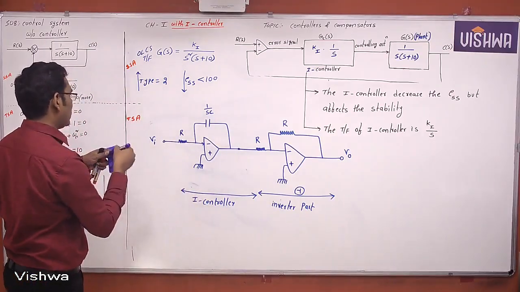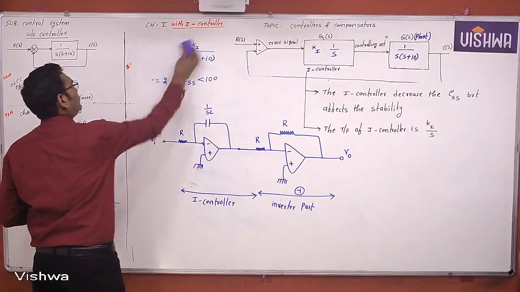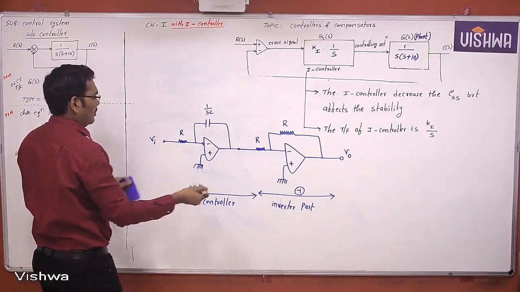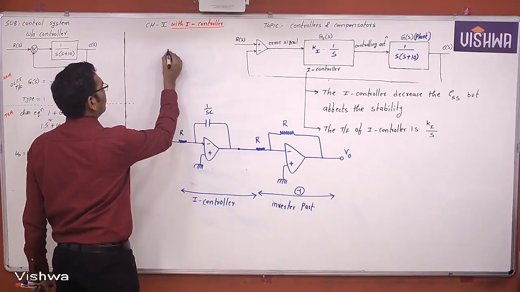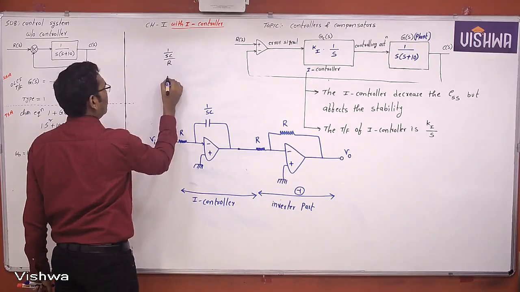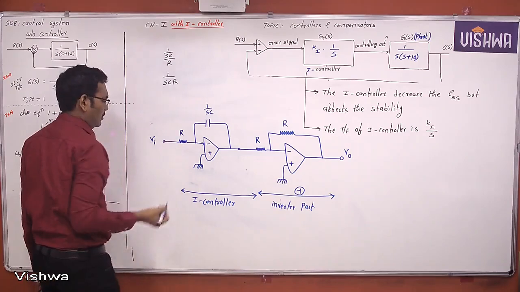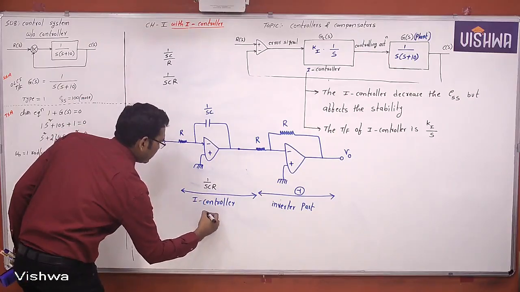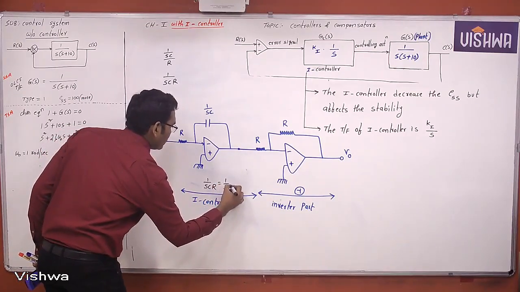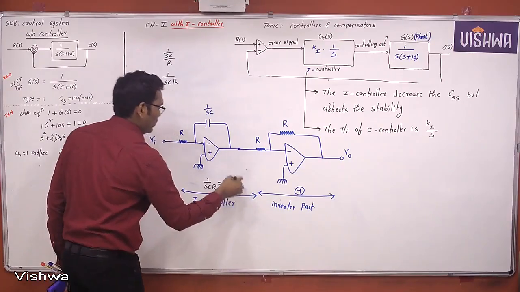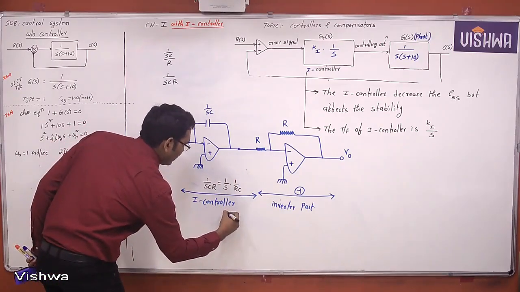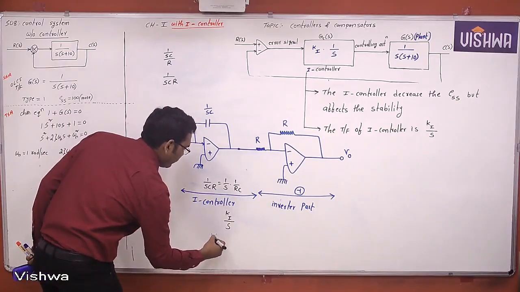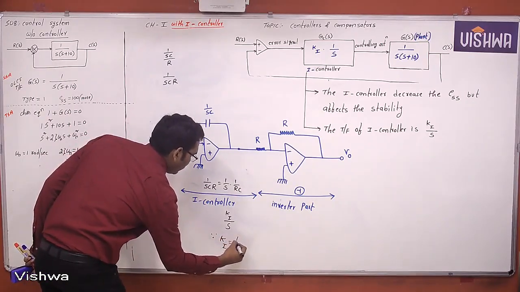Now first you just find this transfer function. So here what is this transfer function? R2 by R1, right? So 1 by SC by R, which is nothing but 1 by SCR. So we can write it like this, which is nothing but 1 by S into 1 by RC. So this you compare with your I controller, which is nothing but Ki by S. So what is Ki here? Therefore you can take Ki equal to 1 by RC.